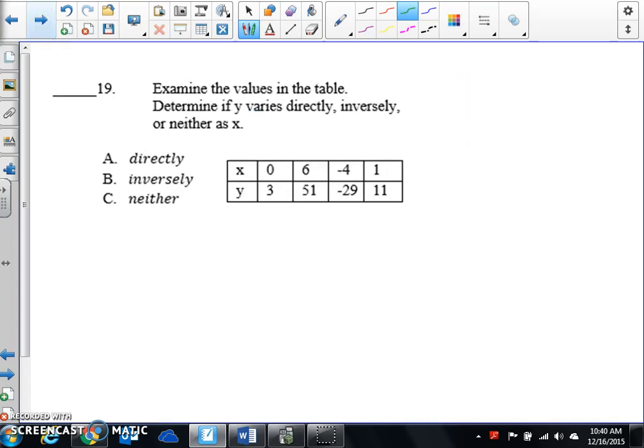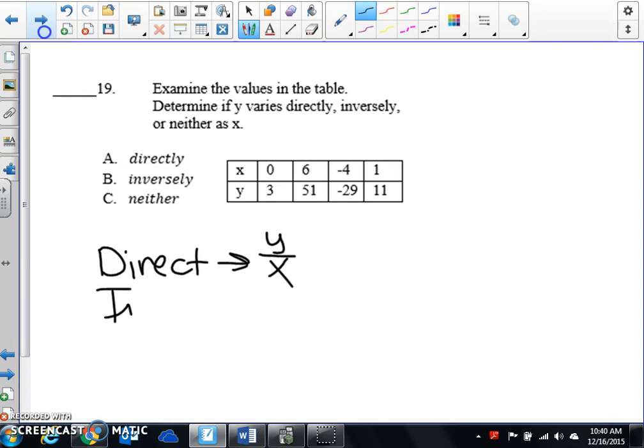All right, examine the values in the table. Determine if y varies directly, inversely, or neither. Okay, so direct means divide. So that's y over x. Inverse, we multiply. So that's x times y. So the easiest thing I think is multiplying. 0 times 3 is 0. 6 times 51 is not 0. So it's definitely not inverse.